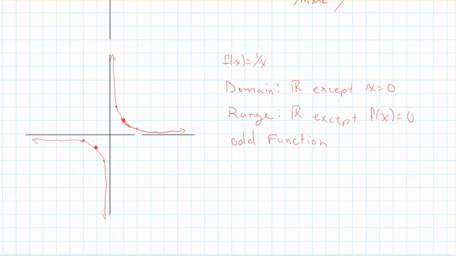And it's decreasing. Where is it decreasing? Well, it's decreasing from negative infinity to 0, along with 0 to infinity. Now, you couldn't just say negative infinity to infinity because it doesn't include 0.